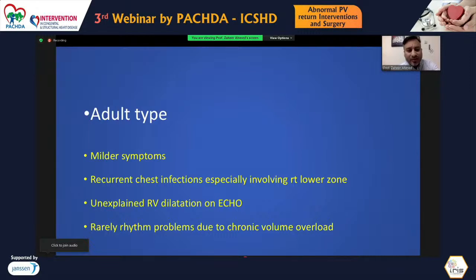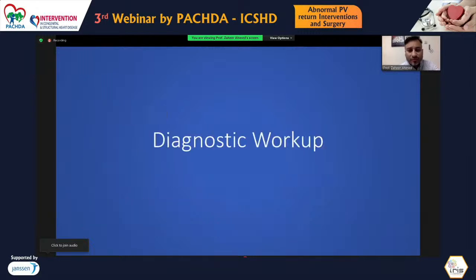In adult type, usually they have milder symptoms. They could be totally asymptomatic. And sometimes if you see an unexplained RV dilatation on echo, always try to exclude scimitar syndrome. And rarely they can present with some rhythm problems due to chronic volume overload.